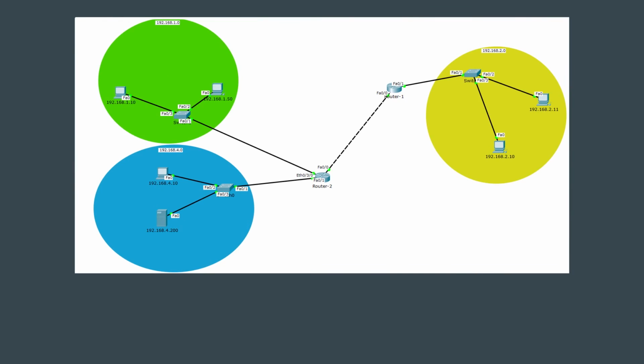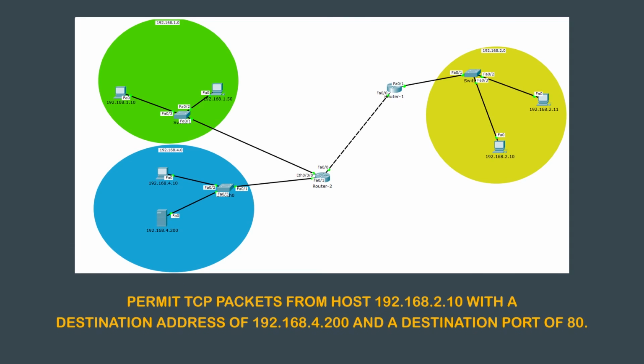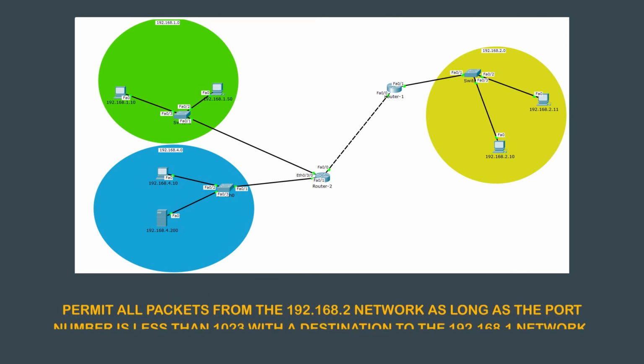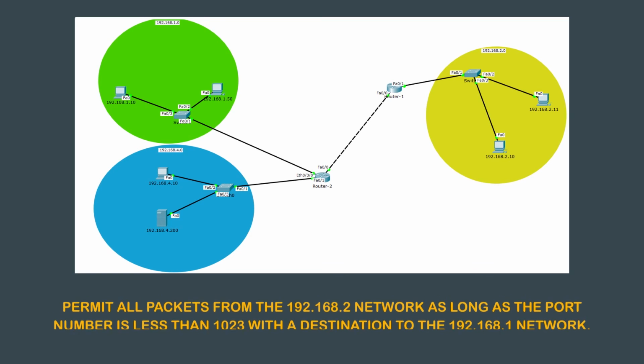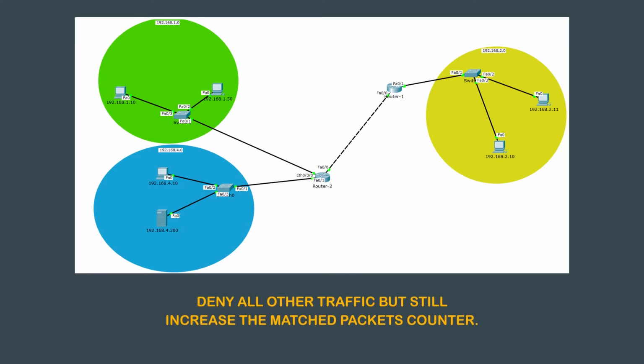To configure an extended numbered ACL, let's review the following scenario. Permit TCP packets from host 192.168.2.10 with a destination address of 192.168.4.200 and a destination port of 80. Permit all packets from the 192.168.2 network as long as the port is less than 1023 with a destination to the 192.168.1 network. Deny all other traffic, but still increase the matched packets counter.